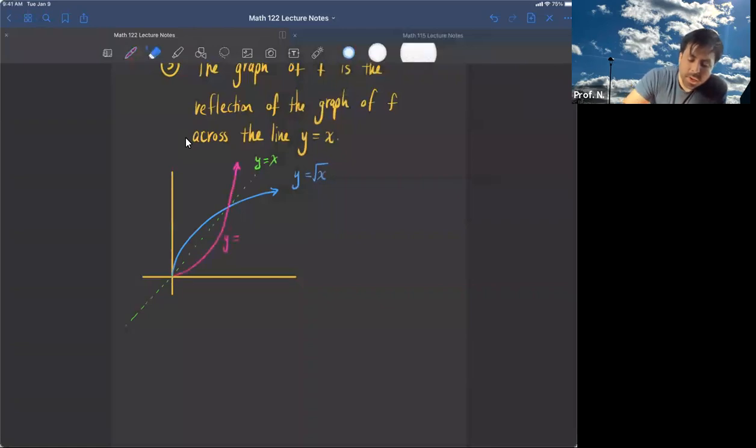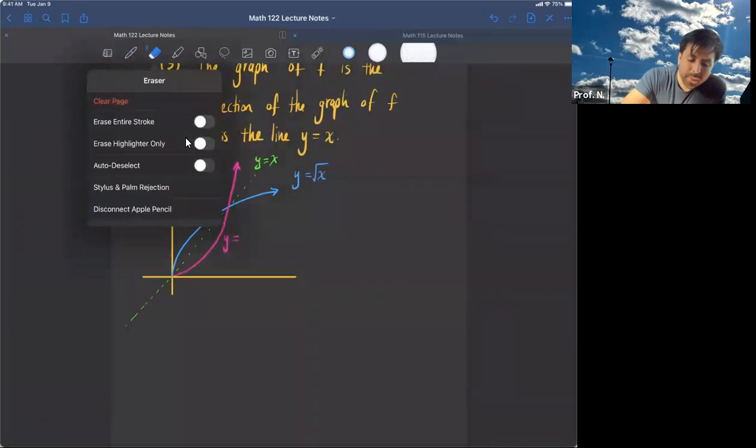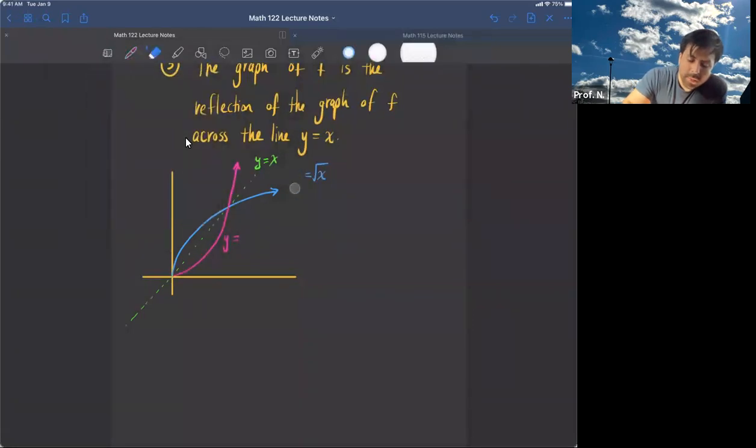So we call this f of x. Let me just say y equals f of x, make it easier. So y equals f of x, and this would be y equals f inverse of x. That's what it means to be the inverse.